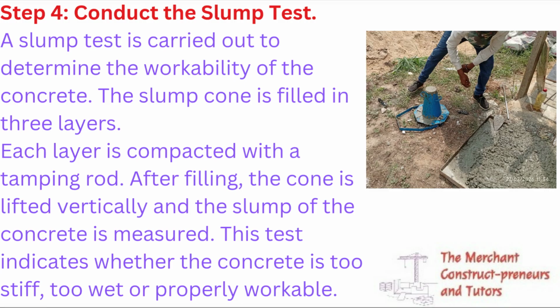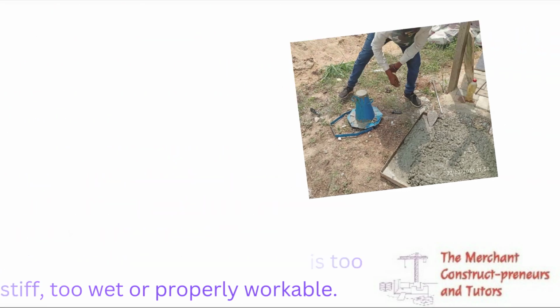So this test ensures that irrespective of the fact that I want to achieve this grade of concrete, I need a particular water cement ratio or water content to ensure that this thing is workable. It is not too stiff, it's not too watery, and it's going to make me achieve my strength. So that is the main essence of carrying out the slump test.